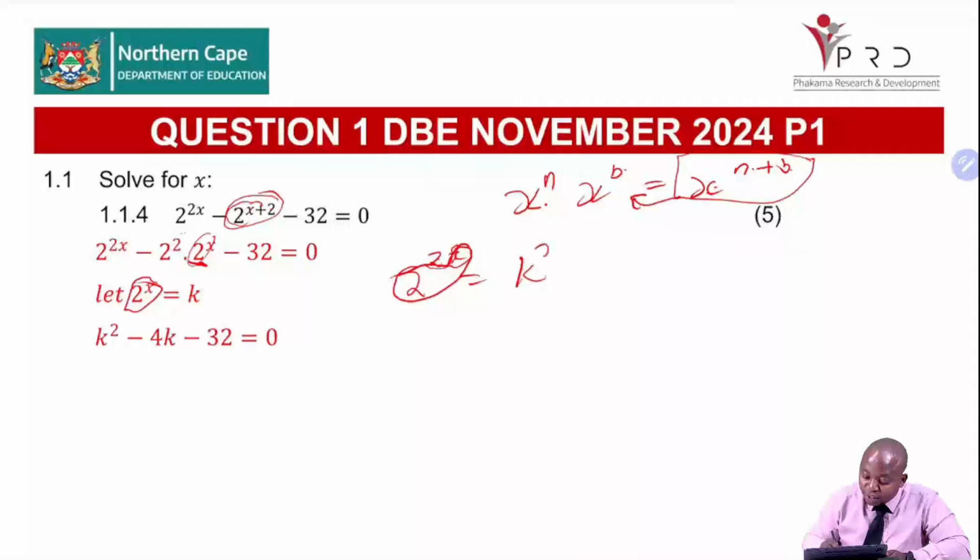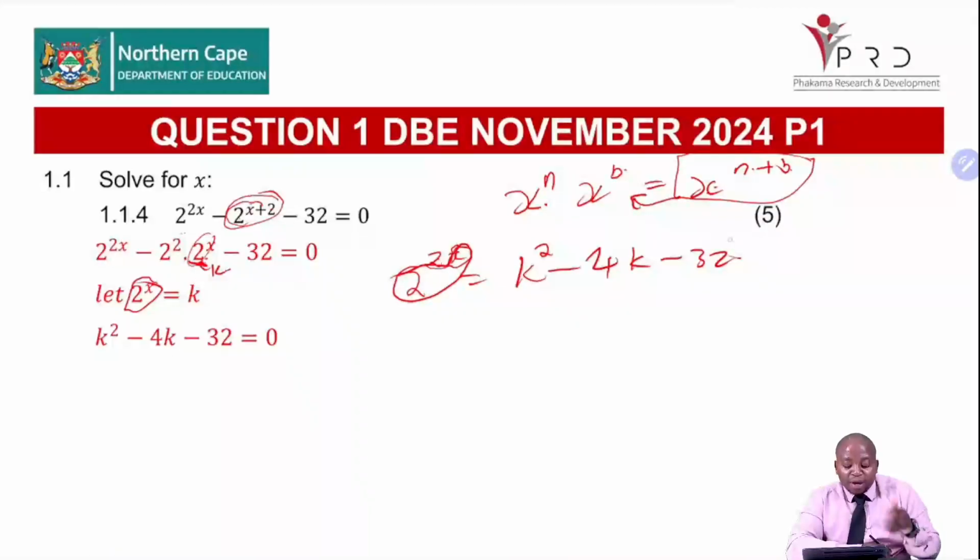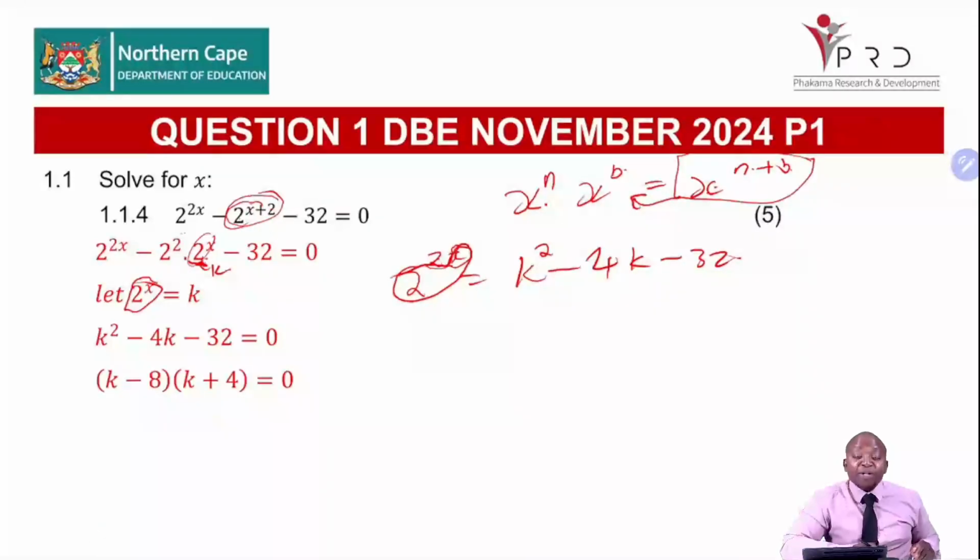Then you can see here, minus 2 to the power 2 is 4, then 2 to the power x again is going to be k again here. So it's going to be k squared minus 4k minus 32 equals 0. Then what do I now see on my left hand side? I have a trinomial that I can work with. I can just factorize my trinomial to say k minus 8 is going to be my first bracket, and k plus 4 is going to be my second bracket. All of those equal 0.